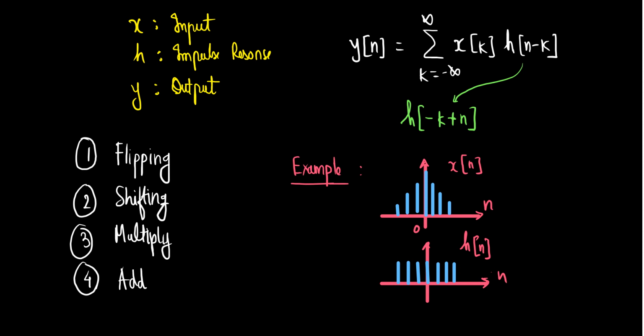Now we need to shift this h all the way from minus infinity to infinity, and we need to multiply with this x. And as we go on multiplying, the resultant multiplications we are going to add all together. Now as this is for the discrete time case, it is very easy to verify that a similar kind of equation we can also obtain for the continuous time case.